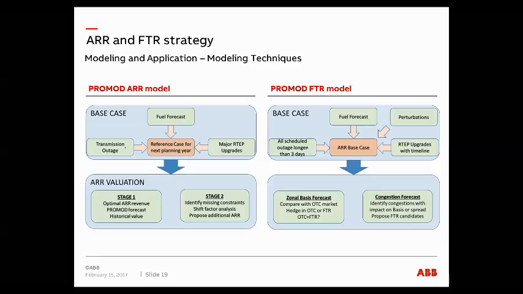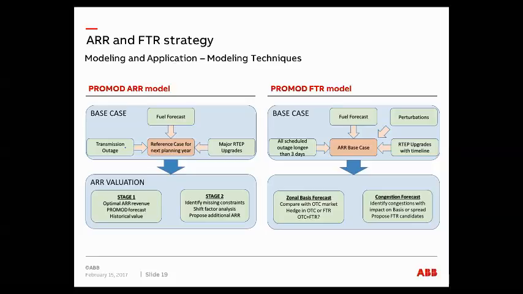So using this reference case, we are able to forecast ARR values for both stage 1 and stage 2 allocations. For stage 1, we will find out what the optimal ARR revenue is based on the PROMOD forecast and also compare with historical values. In stage 2, we will identify the missing constraints by comparing with ISO published ARR constraints, and then we'll do contingency analysis. At the last, we can propose additional ARRs to chase additional revenues.